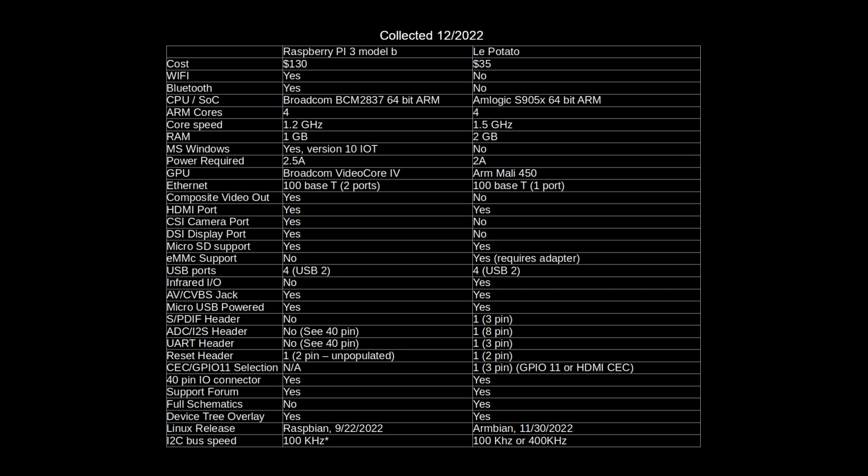Both have an AV-CVBS jack. I'm not sure what that is. Both are micro USB powered. SPDIF header, that's audio. The Le Potato has one. There's some other header differences.